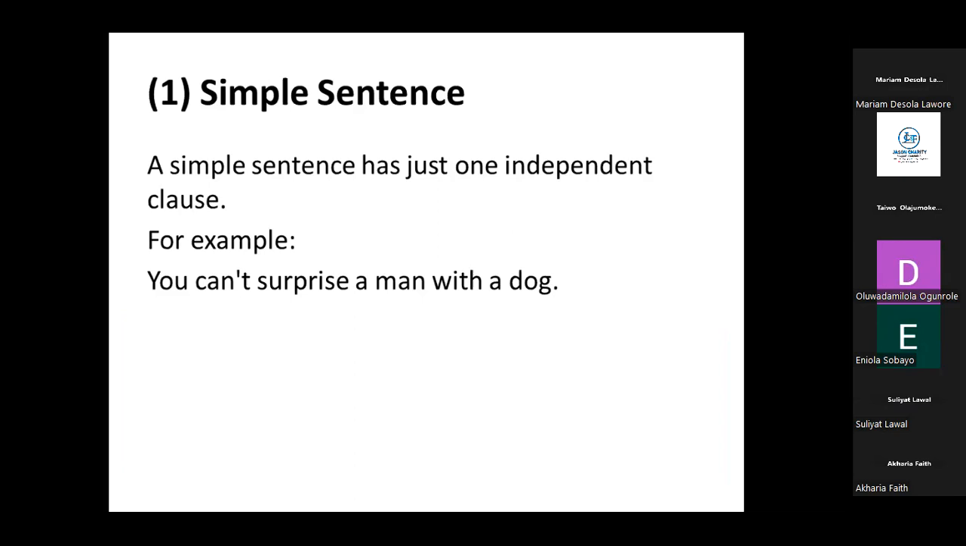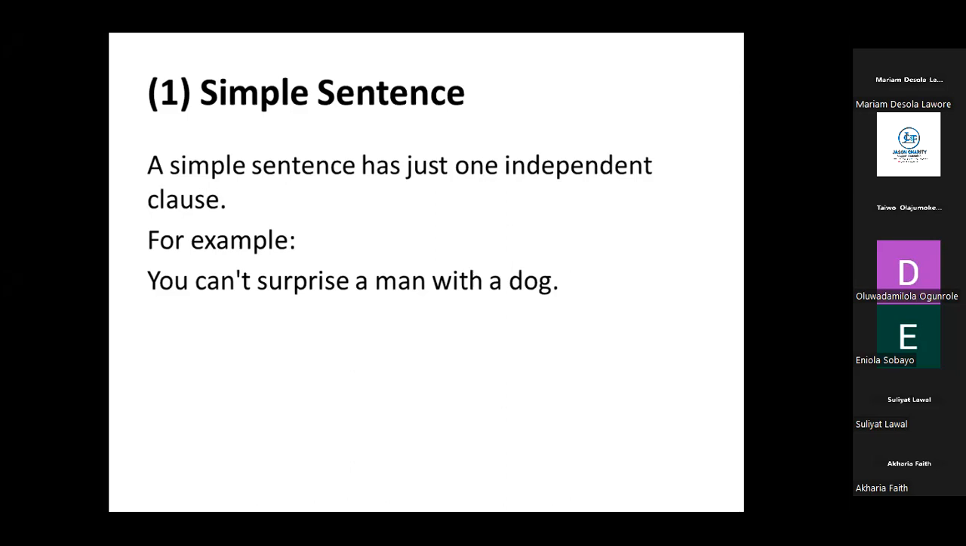The first one we're talking about is a simple sentence. A simple sentence has just one independent clause, or better still, it is just a main clause. And you realize that in a main clause, you have one verbal structure working there. It has one verbal structure coordinating that part of the sentence. And as we have it in an example, you can surprise a man with a dog. Now, the verbal structure that we have there is can and surprise. Can is working as a modal auxiliary verb, and then surprise is working as our lexical verb.